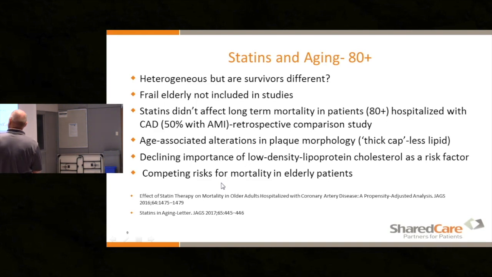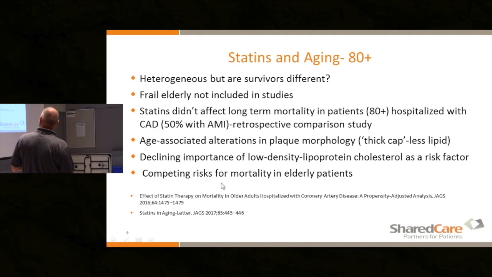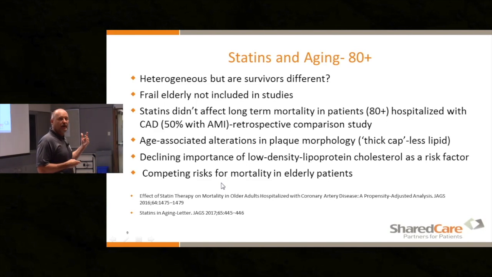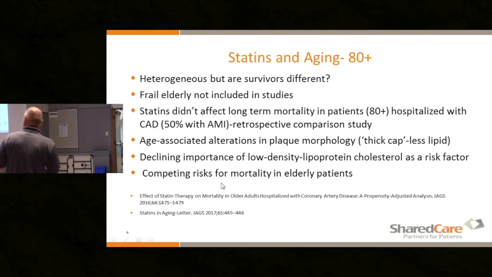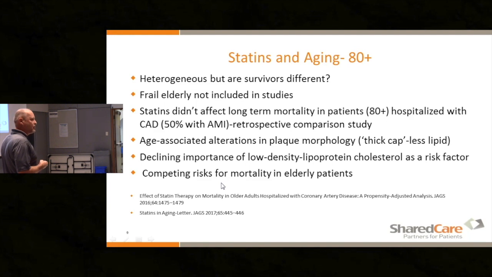So the reason I put that in is that I then asked myself, do statins affect long-term mortality in patients hospitalized with coronary artery disease? These were people, 50% of whom had acute MIs and were put on statins. Now, this is not a strong study, but as I say, there's not much in the way of studies. But when they compared the groups, statins didn't actually contribute to a gain in long-term survival. So in older people, we don't know whether statins are going to be effective in the same way that they are for younger people.